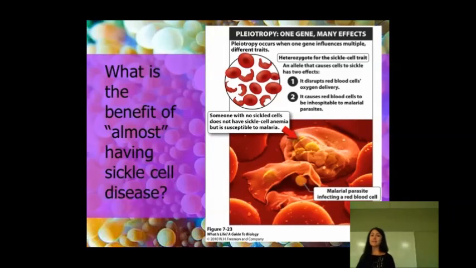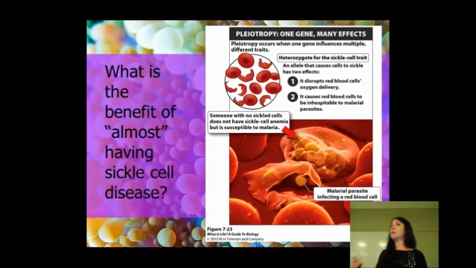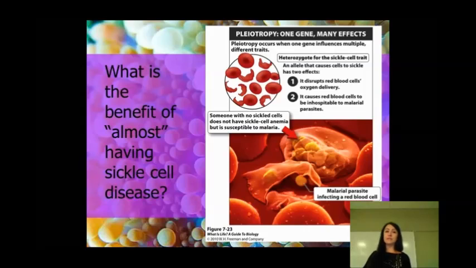Somebody that has sickle cell anemia has blood cells that are not the proper disc shape. So instead of having blood cells that look like little donuts, they have sickle-shaped blood cells, shaped in the crescent roll shape. And it affects the red blood cells' ability to deliver oxygen, and it causes those red blood cells to be inhospitable to malarial parasites. So imagine that if you have sickle cell anemia, you're not capable of getting malaria.